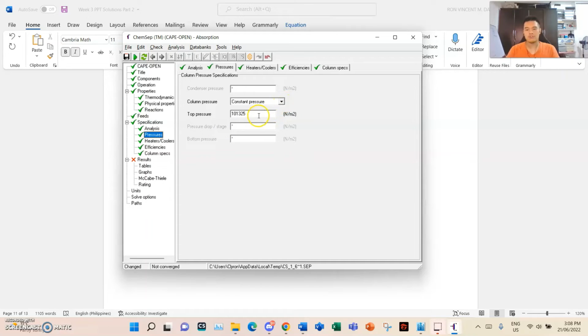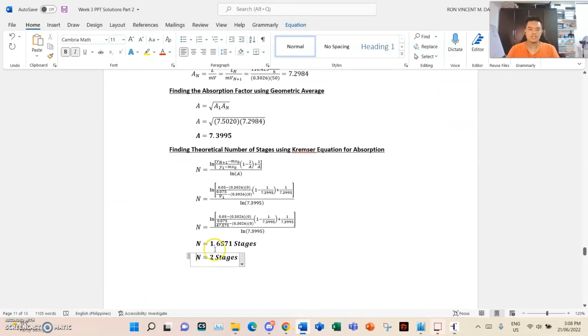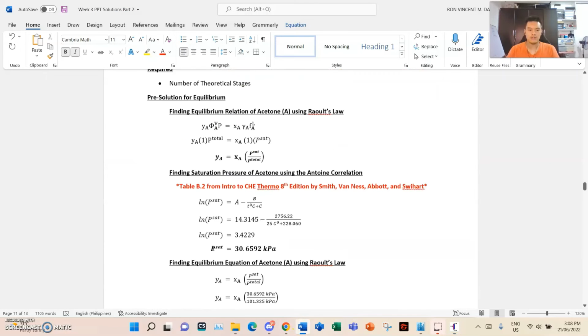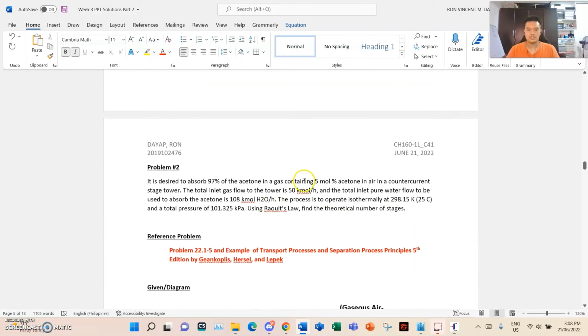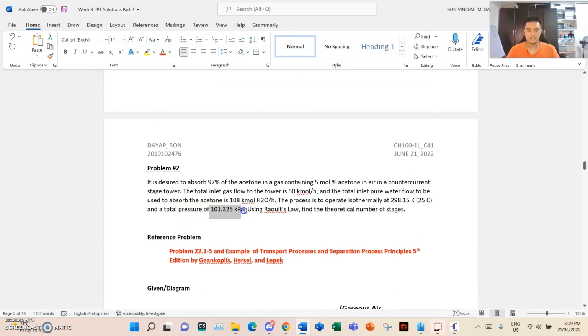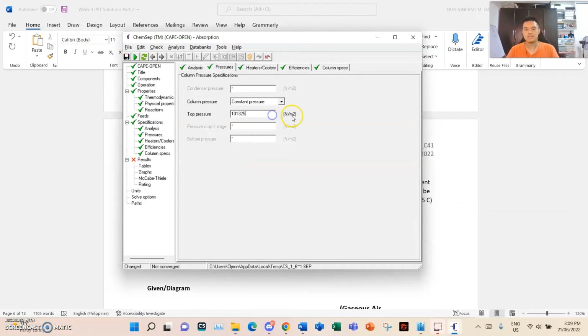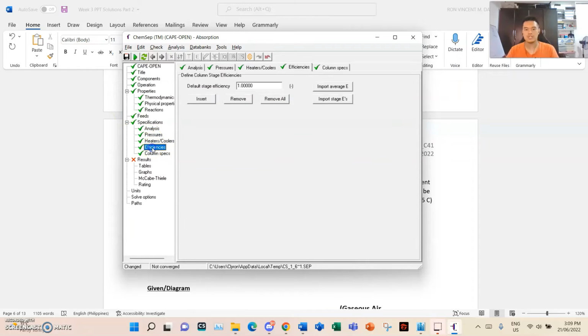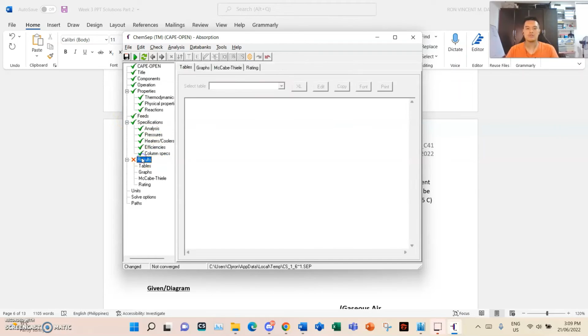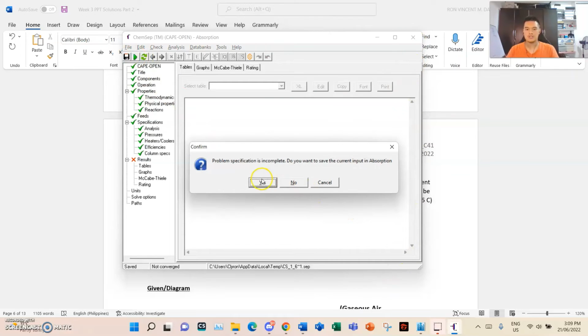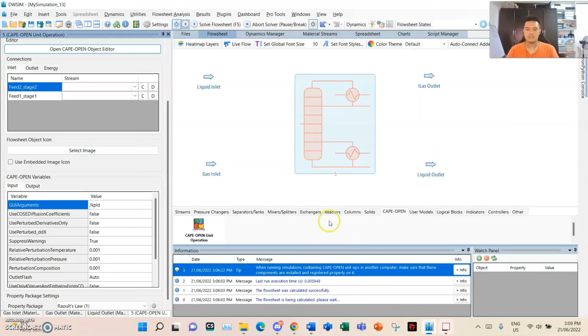Constant pressure, 101325 pascals. So in terms of kilopascals, it is 101.325. So there's nothing to change here, since the value in kilopascals and in pascals already match. Heaters, coolers, no need. Efficiencies, no need. Column specs, no need. And results, not yet. So we'll just save it here. Press X. We'll save the current specifications, and now we are able to connect all our needed parameters.